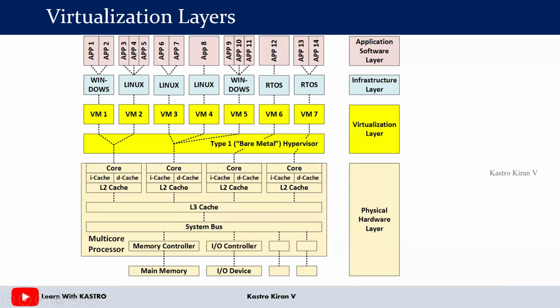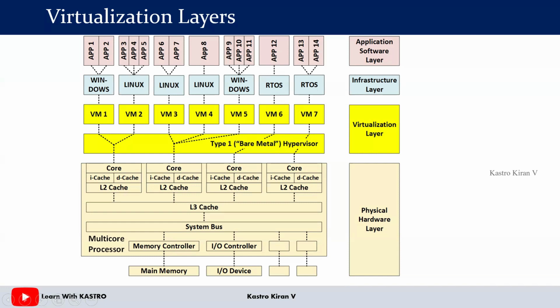So what I am doing here is installing a Windows-based operating system. A Windows-based operating system is an infrastructure. A Linux-based operating system is an infrastructure. Like this, I am going to create the infrastructure on top of the virtualization layer. Now, on top of the infrastructure layer, I will deploy the applications according to my requirement. The layer where you deploy the applications is known as the application software layer.